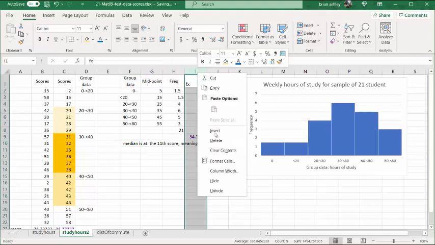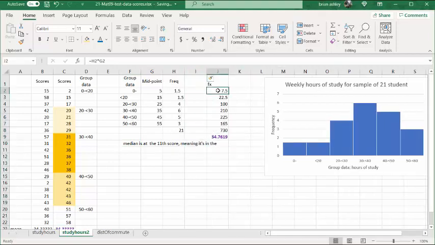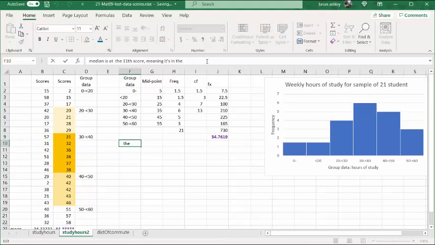So I've got to do a cumulative frequency column. I'll insert this. Notice when you insert, the formulas adapt. They take account of that new blank column. All right, so put CF in here. So frequency is 1.5 there, then 3, then 7, and then 13. And I don't actually need to go any further. All right. I was looking for the 11th score, meaning it's in the 30 to less than 40 class.